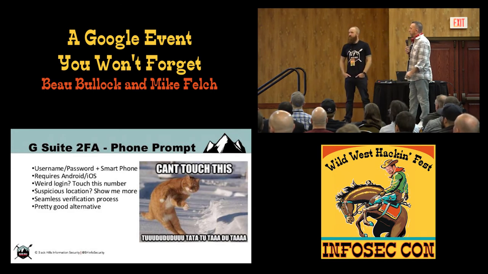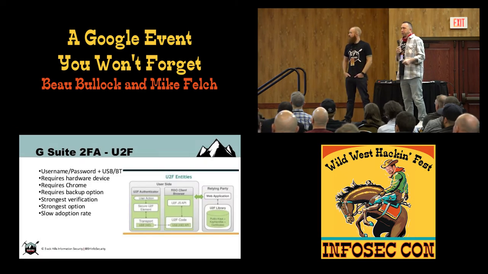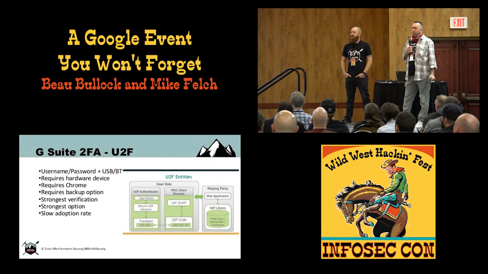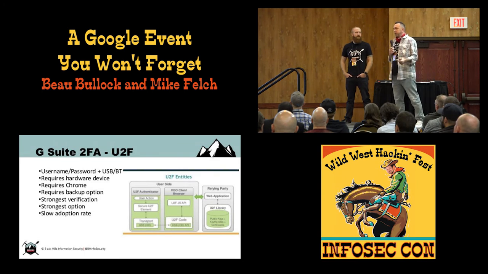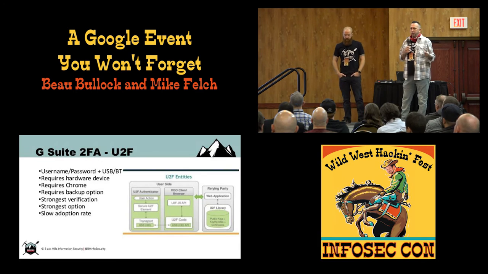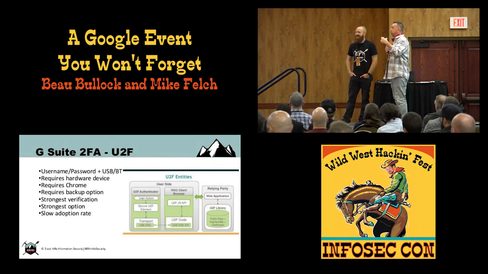And so next is the U2F. This is universal two-factor. It's a hardware device. It could be USB or Bluetooth. This is probably the best option. The problem is it has such a slow adoption rate. Chrome uses it for Google accounts, so it does require Chrome. If you're using something like Microsoft Edge, which I don't think anybody's using, and if you are, you want to switch anyway, the U2F device requires Chrome.